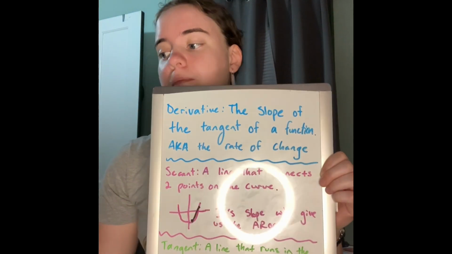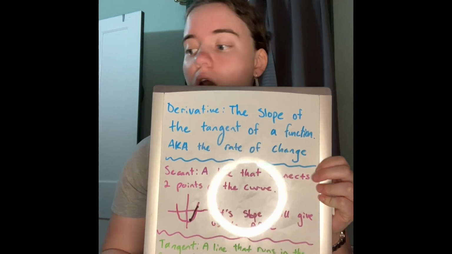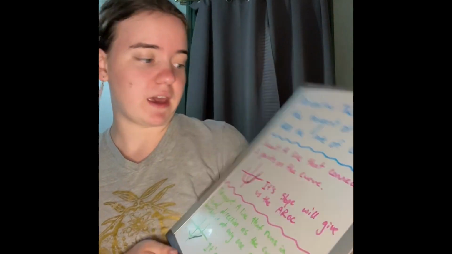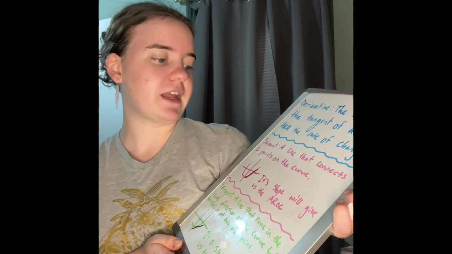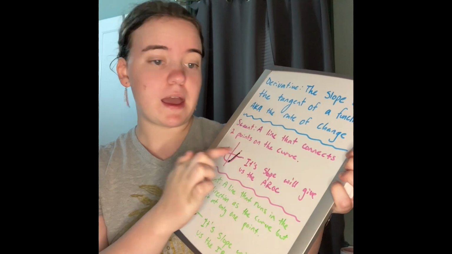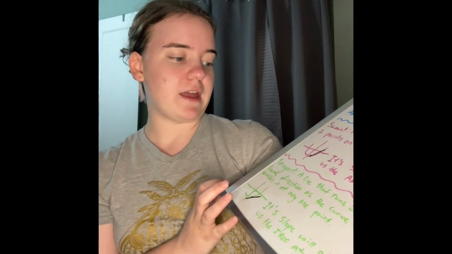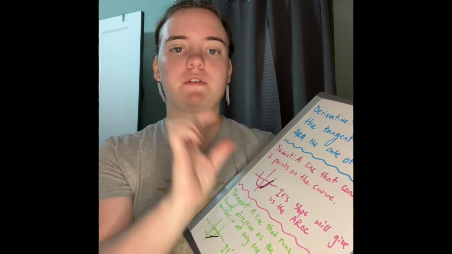So the derivative, that is the slope of the tangent of the function. It's also like the rate of change, which we've heard of before. And the secant is a line that connects 2 points on the curve, and that's how you get the AROC, so the average rate of change. And then the tangent, which is mentioned with the derivative because they're linked.